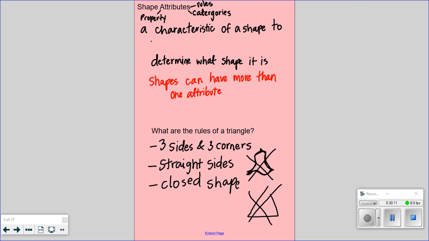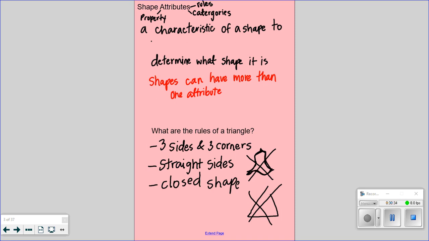It has to have 3 sides, 3 corners. We figured out that that wiggly triangle-ish shape was not a triangle because it didn't have straight sides. And then that last one wasn't a triangle because it wasn't closed. So in order to be a triangle, it has to have those 3 things.